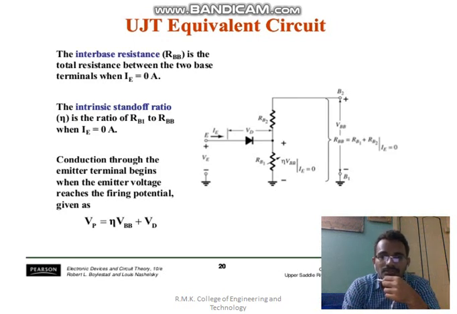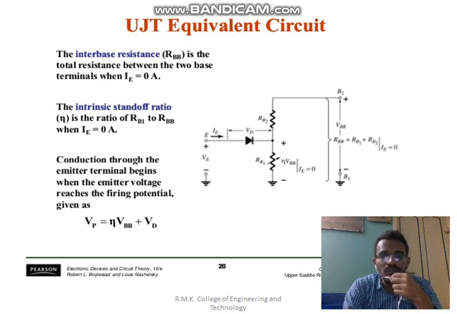interbase resistance. Okay, and you can see the intrinsic standoff ratio is the ratio of RB1 to RBB, where RBB is the sum of RB1 and RB2. Clear? Right. And then another point here: conduction through the emitter terminal begins when the emitter voltage reaches the firing potential, given as Vp. So whenever you have the firing potential, that we will discuss.